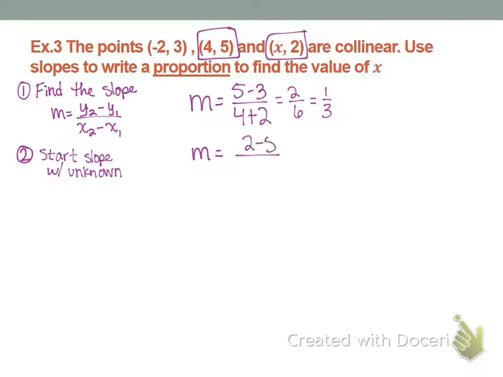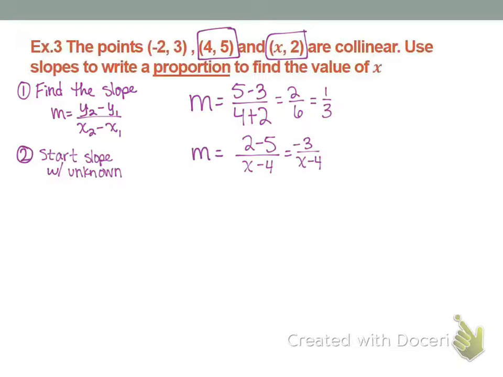Okay, we could do 2 minus 5. If you did it the other way around, no big deal as long as you're consistent in the bottom. So setting it up this way, what's going in the bottom? X minus 4. We can simplify this a little bit. The top would become -3. Can we do anything to simplify the bottom? No, we don't know x, so it's just x minus 4.